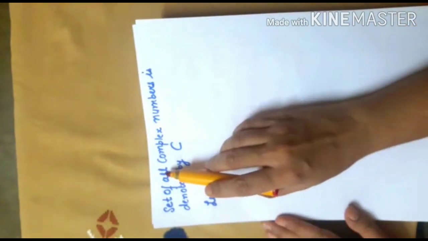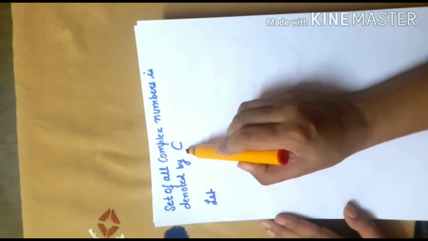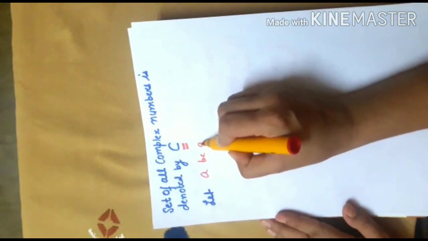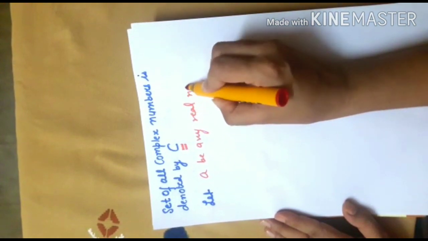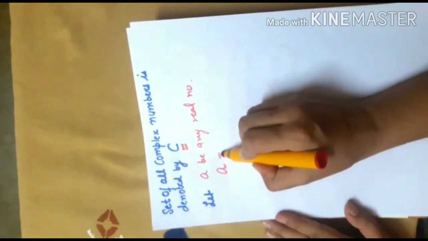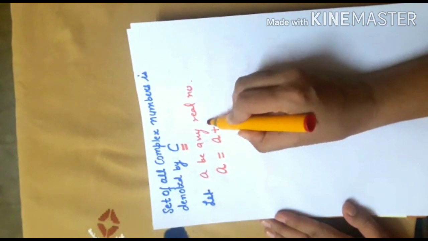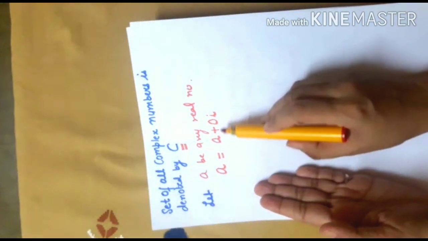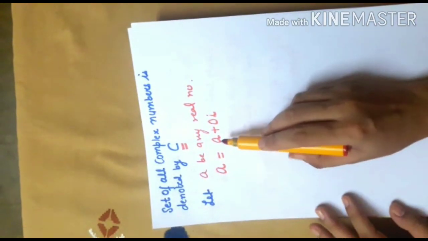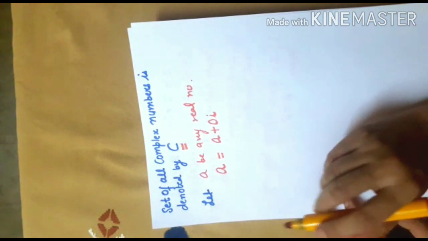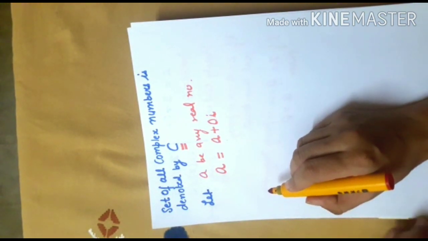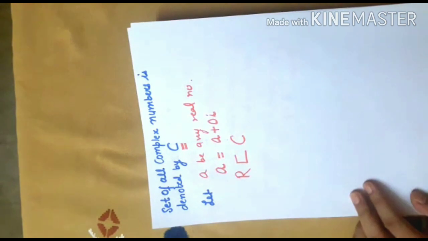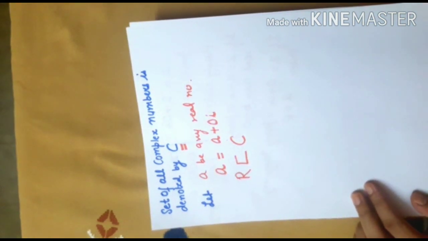Now, the set of all complex numbers is denoted by the capital letter C. Now let a be any real number. Then I can write a as a plus 0 iota. Right? I can express a as a complex number where the real part is a and the imaginary part is 0. So remember this. Every real number is a complex number. So R is a subset of C.